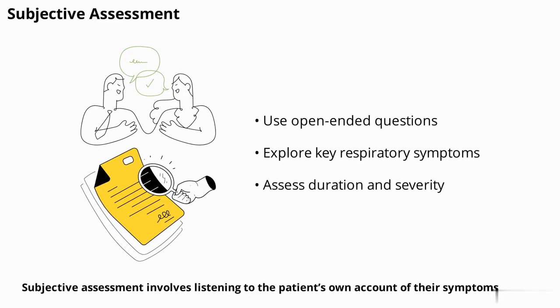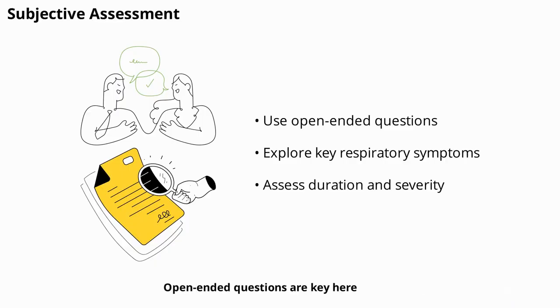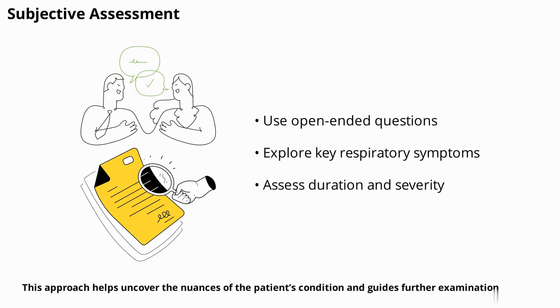Subjective assessment involves listening to the patient's own account of their symptoms. Open-ended questions are key here, allowing patients to describe their experiences in their own words. For respiratory diseases, focus on 5 main symptoms: breathlessness, cough, sputum or hemoptysis, wheeze, and chest pain. For each symptom, ask about duration, severity, pattern, and associated factors. This approach helps uncover the nuances of the patient's condition and guides further examination. Remember, understanding the patient's perspective is vital for building trust and ensuring accurate diagnosis.